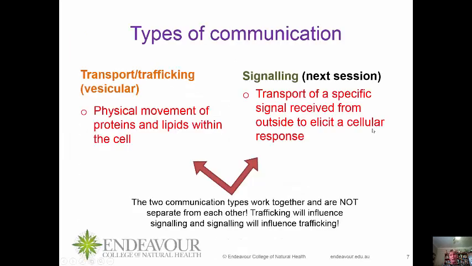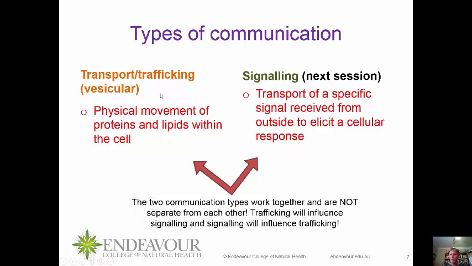So, communication. What does vesicular transport have to do with communication? Cells must communicate with each other, the ones next to each other, the ones further away, and also within the cell. Organelles need to communicate, so that the cell knows what to do. The 2 types of communication that we're looking at are transport, otherwise known as trafficking, which is done through vesicular transport, and signaling. Signaling we'll do next session.